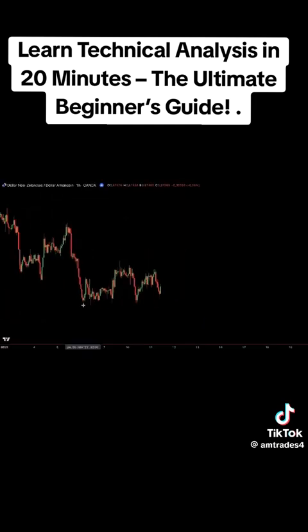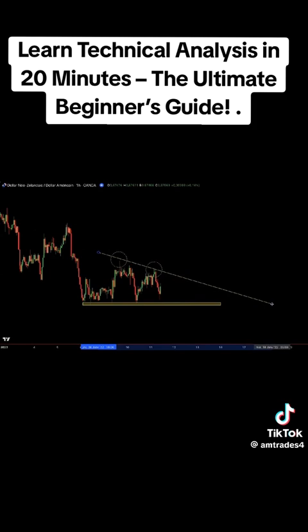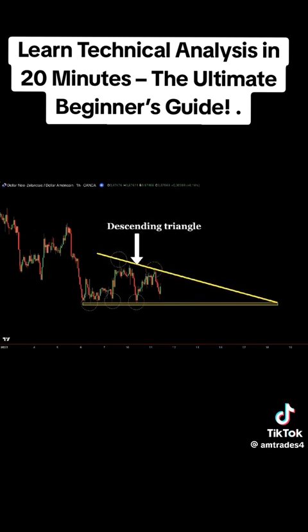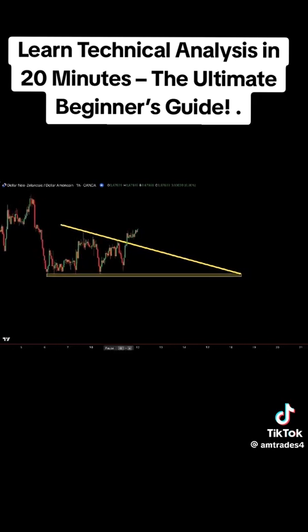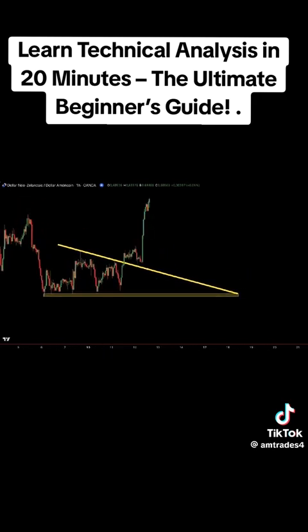A descending triangle is a chart pattern used in technical analysis, created by drawing one trend line connecting a series of lower highs and a second horizontal trend line connecting a series of lows. A regular descending triangle pattern is commonly considered a bearish chart pattern or a continuation pattern with an established downtrend.